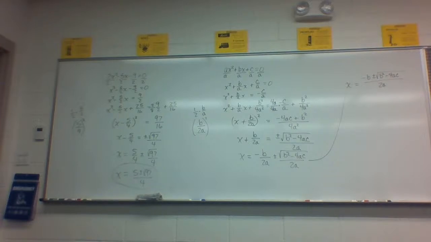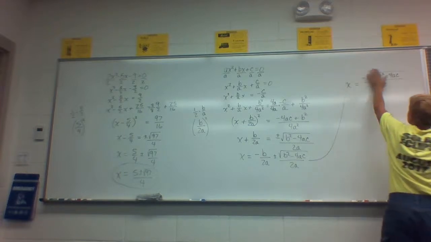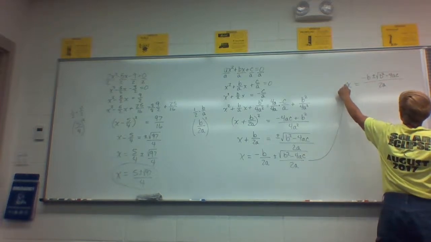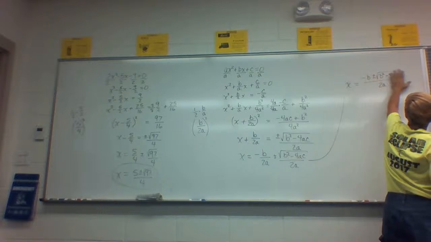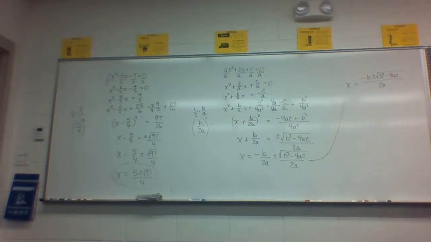And A, in this case, is 1. This is A. B is positive 3. C is negative 5. Make sure the signs go with the numbers that are in front of you. So those are your A's, B's, and C's, and they're always going to be numbers. Notice that the formula doesn't have any x's in it. The x is over here. This is what x is equal to, and these are all numbers, no x's.